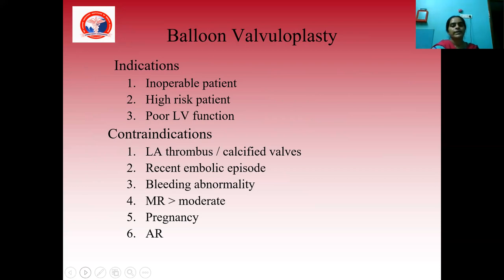Indications: an inoperable patient, high-risk surgical patient, poor LV function patients. Contraindications will be LA thrombus or calcified valves, recent embolic episode, bleeding, moderate grade mitral regurgitation, pregnancy, and aortic regurgitation.